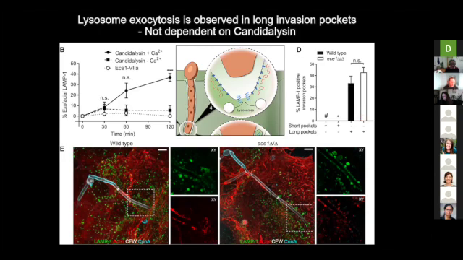This is kind of what it looks like in very, very deep pockets, that for the wild type strain, the pocket goes deep here. You see some evidence of lysosome fusion, but for the ECE1 mutant strain, you also see lysosome fusion. So these responses occur, but they're not completely correlated to Candidalysin.